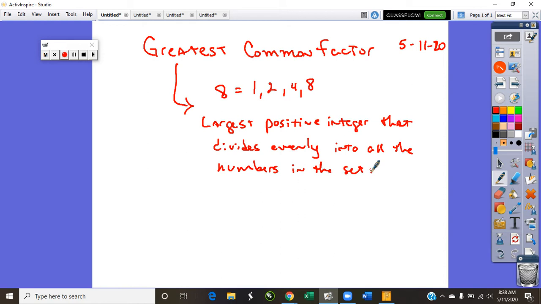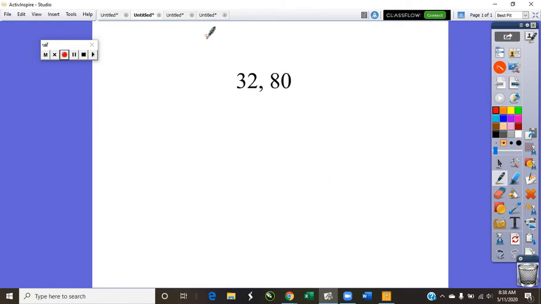Okay. Now, there are different ways to do this. There are different methods that you probably have learned over the years, but I want to show you a specific method that I think is really, really easy. So we're going to be finding the GCF. Let's start with an example here. I want to find the GCF of 32 and 80.